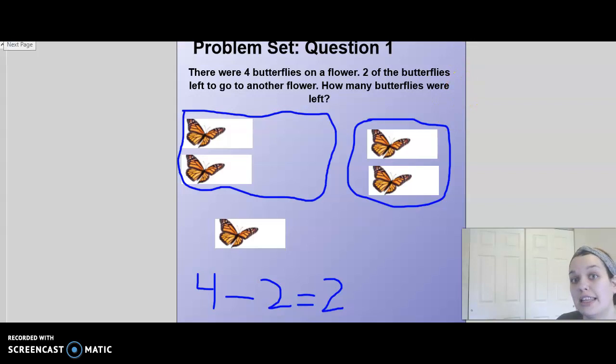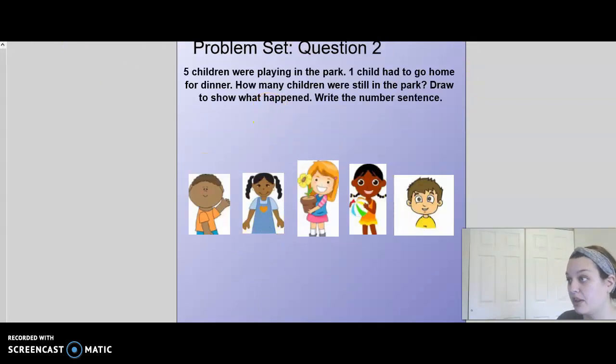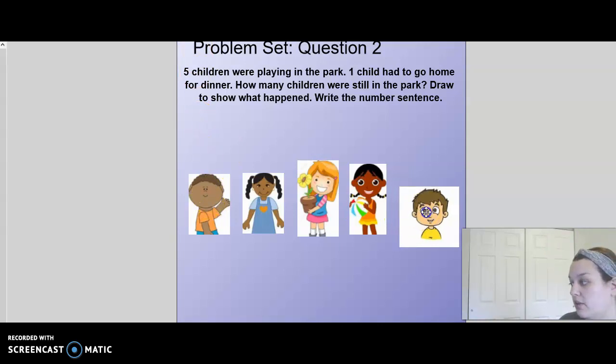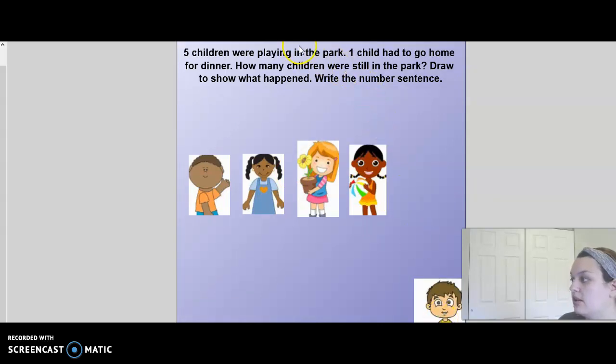Okay, here's your last problem for the day. 5 children were playing at the park. So 5 children. 1 child had to go home for dinner. Okay, we're going to send this child home for dinner, okay? How many children were still at the park? Draw a number sentence to represent or show what happened. Pause me and then we'll go over our answer.